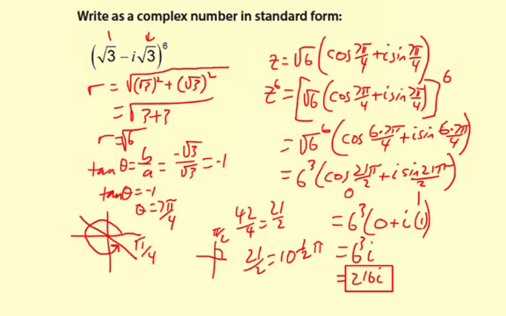So there's the complex number in standard form. We have the square root of 3 minus i times the square root of 3, all to the 6th power. And then we wrote it in trigonometric form right here, then applied De Moivre's theorem, and basically just simplified all the way down to 216i.